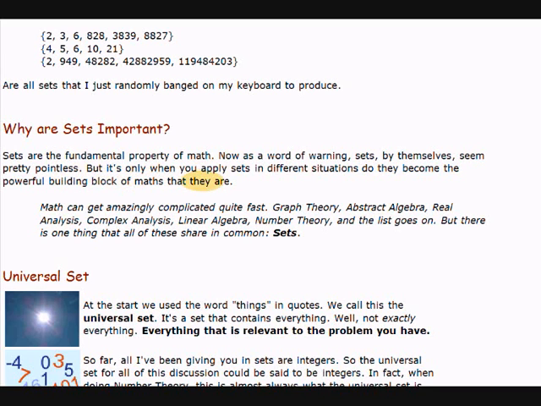A set is just a collection of things, but when you want maths out of it, you need to put it to use in some way: graphs, areas, real analysis, complex analysis, lots of things, which give you all the games, computers, everything. At first we start with the world of things, the universal set.